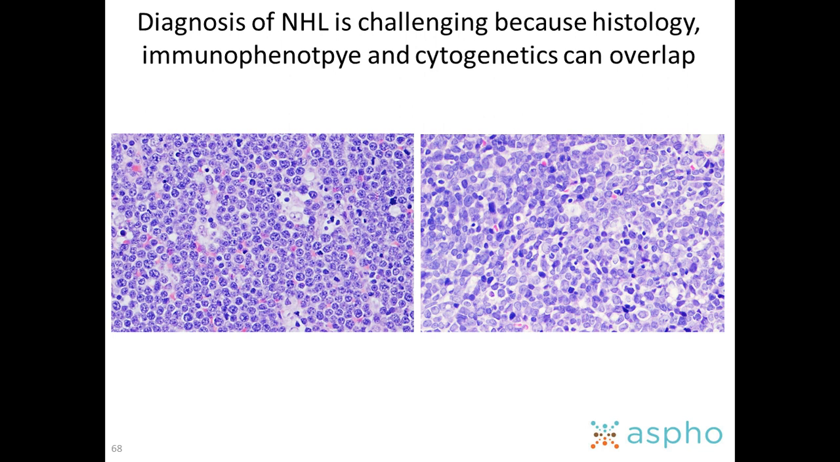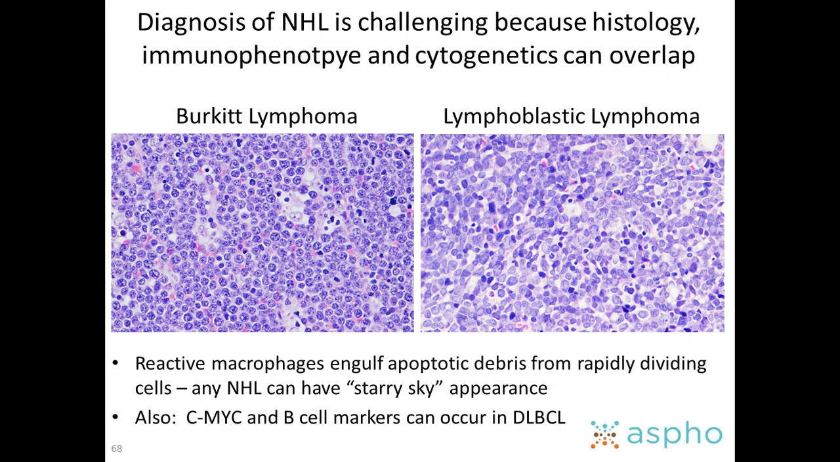Again, diagnosis of NHL is challenging. You can't rely just on immunophenotype. On the left is Burkitt with a starry sky. On the right is lymphoblastic lymphoma, which also seems to have a starry sky appearance. So the starry sky is just reactive macrophages engulfing apoptotic debris from rapidly dividing cells, and any NHL can have a starry sky appearance.